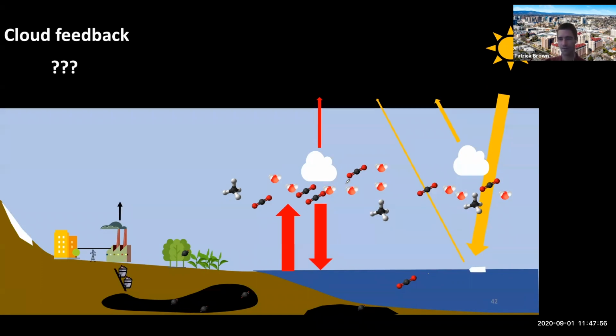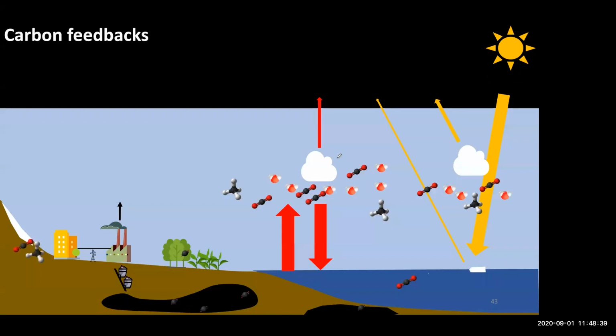Cloud feedback is very important, but very complicated, and we don't actually even know the sign of the cloud feedback necessarily. You can get that sense from looking at this diagram: clouds have a cooling effect where they reflect radiation to space, but they also have a greenhouse effect where they absorb infrared radiation from the Earth. So it would depend on exactly what type of clouds change in order to figure out if the cloud feedback is going to cause more warming than you would get otherwise or less warming.